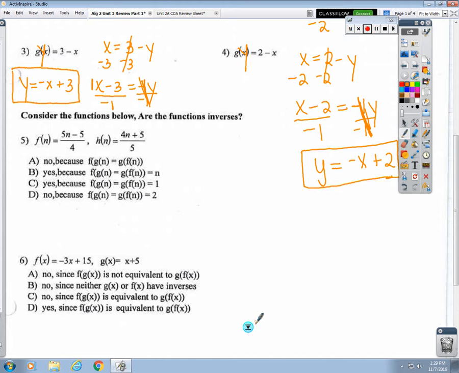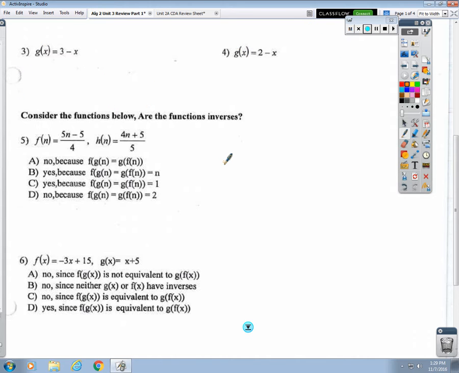Okay, any questions so far? Okay, for the next section, they give you 2 functions, and they want to know, are they inverses of each other? Does anybody remember how we found out if they're inverses of each other? You find the inverse of one of them. So pick one of them. Which one would you prefer to work with?